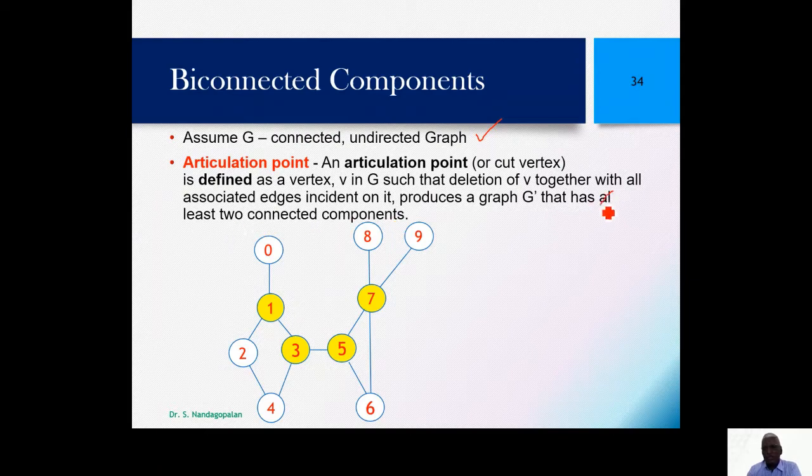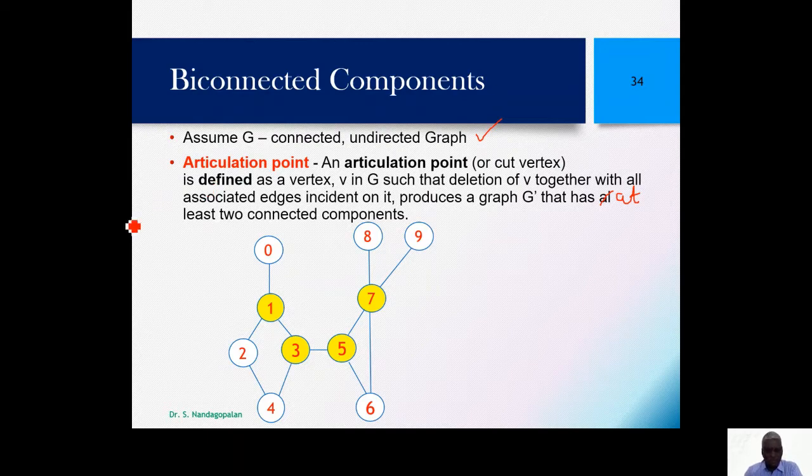In the textbook you will see that it is two connected components, or some authors write more than two or more. That is, it's not only two, at least two. That means not one. It should not be left with one. I'll explain that with the example. So we have to have two or more connected components.